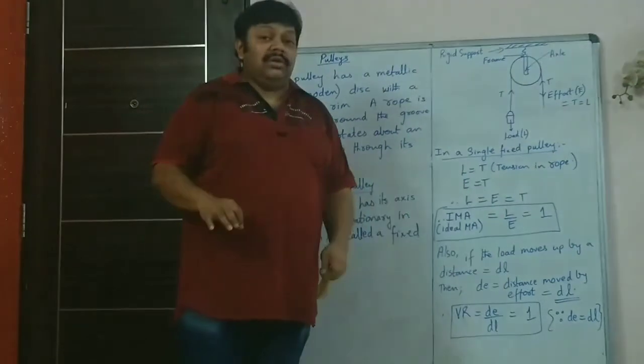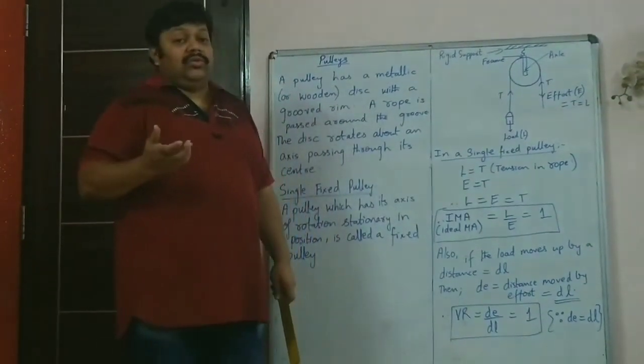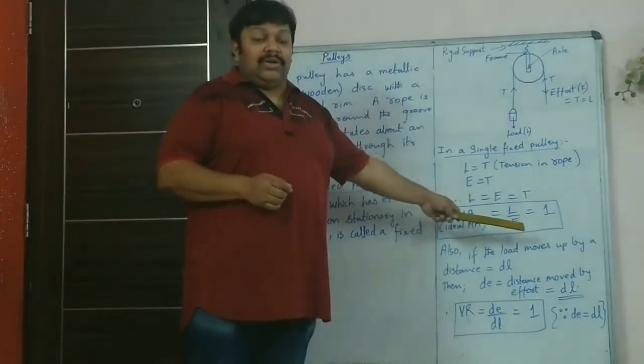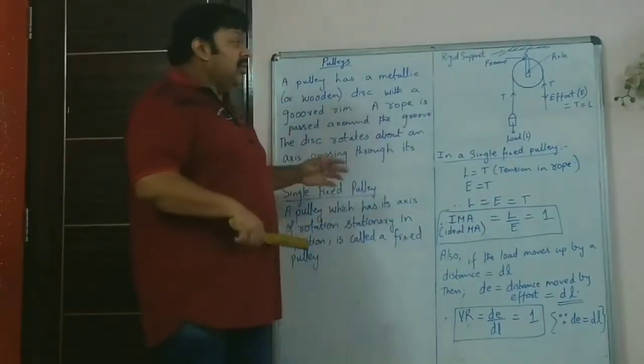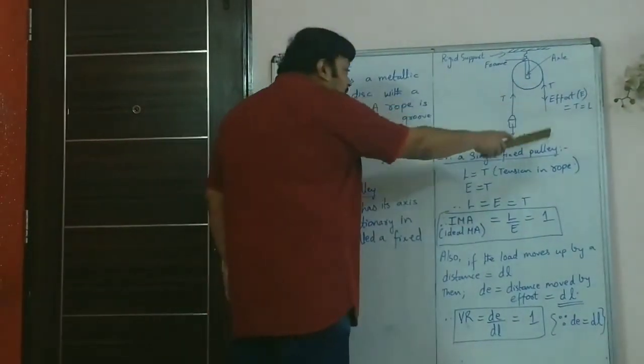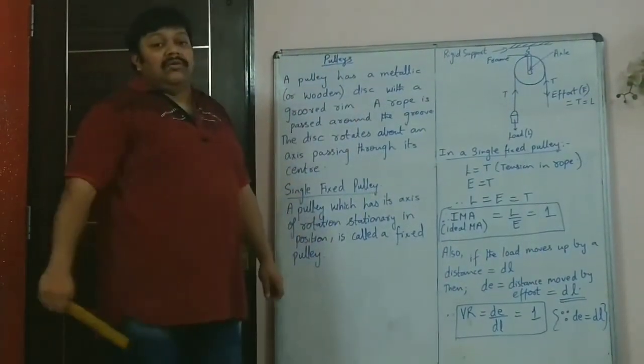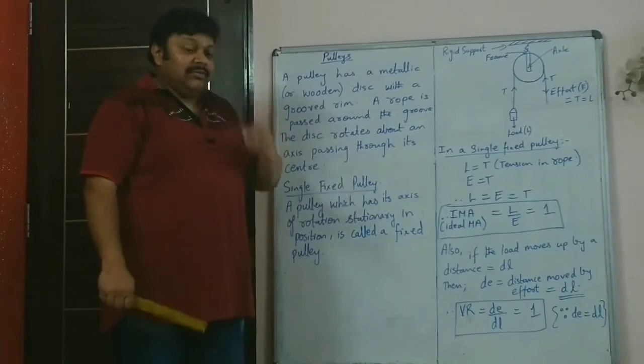Ideal MA is 1. So then what is the use? It is neither a force multiplier nor is it a speed multiplier. It is only used to apply the effort in a convenient downward direction along with the force of gravity.